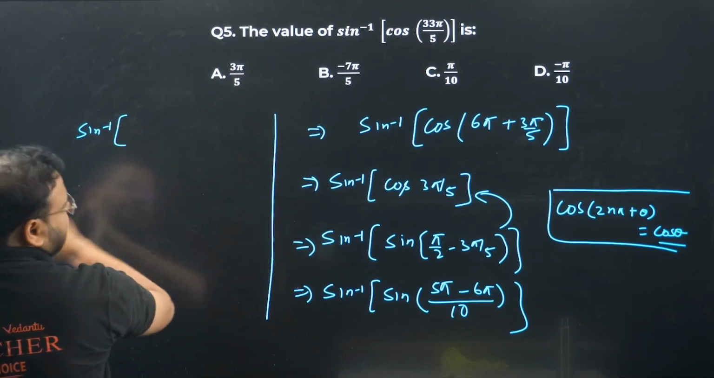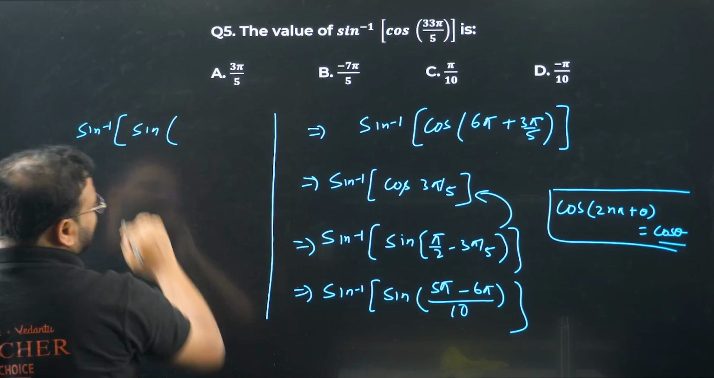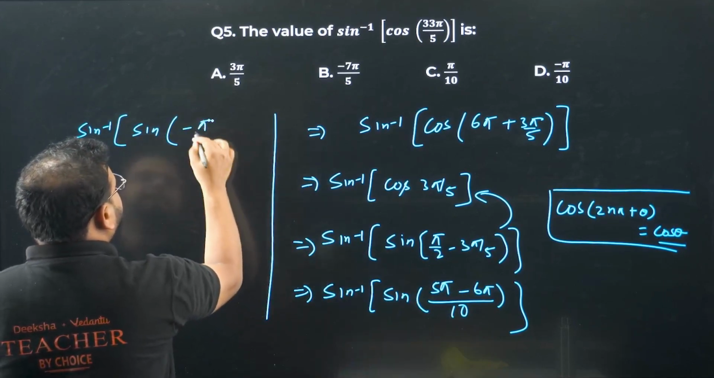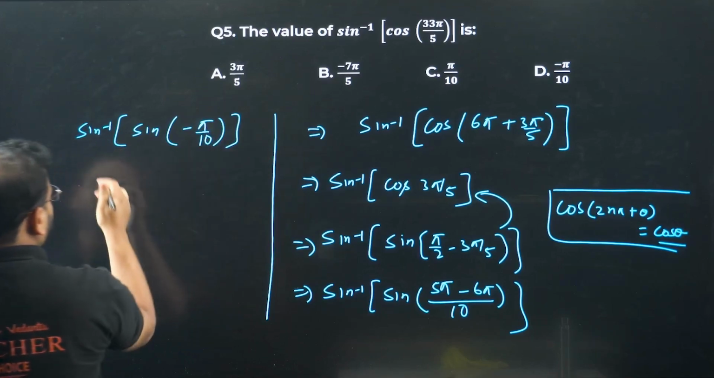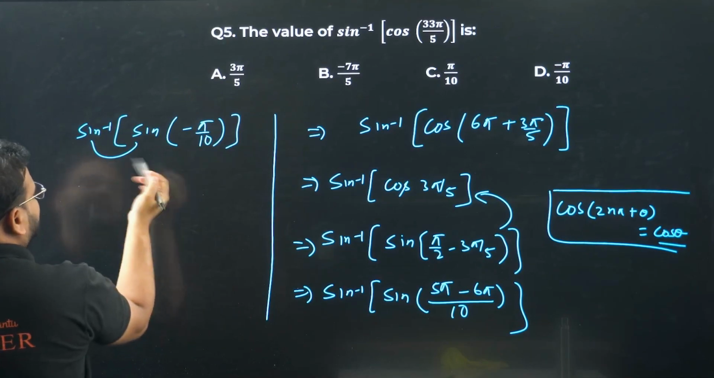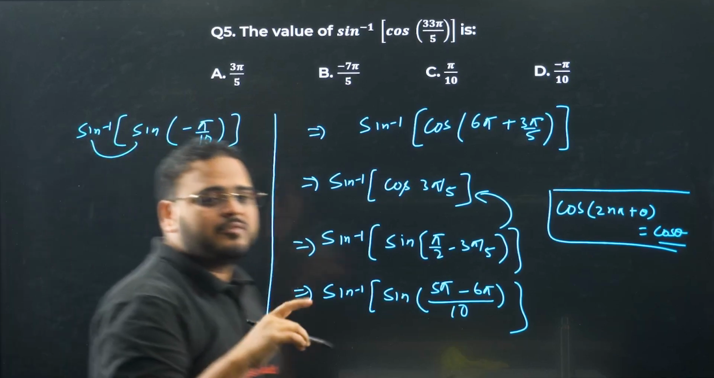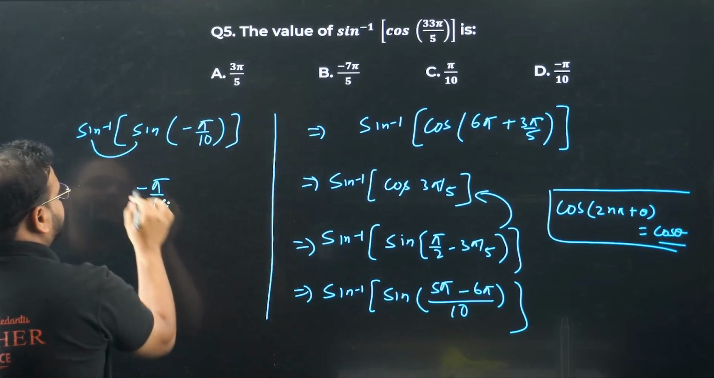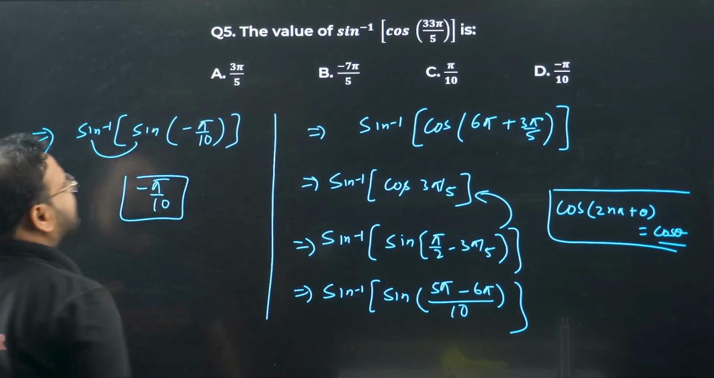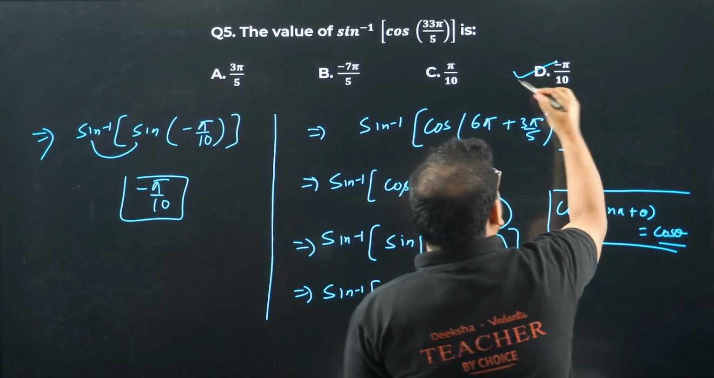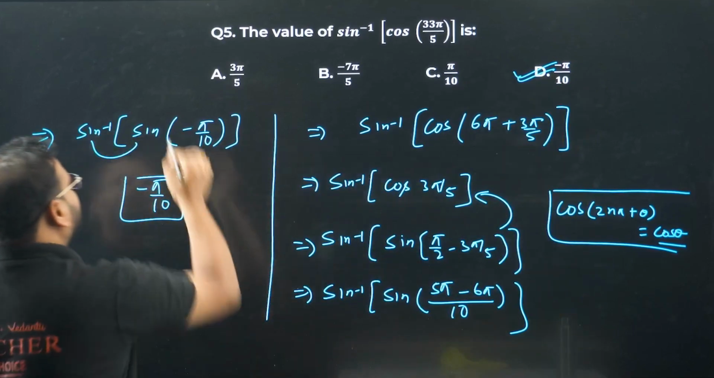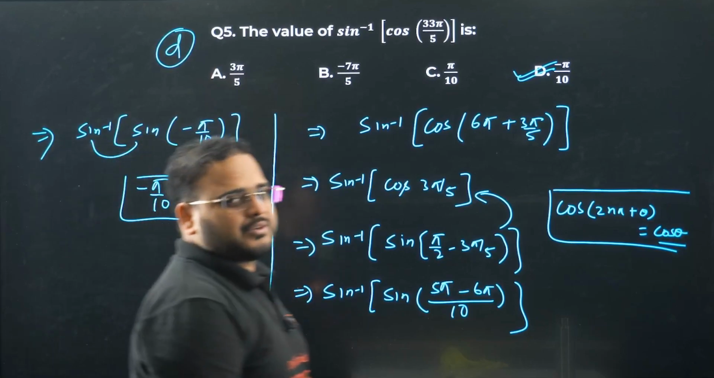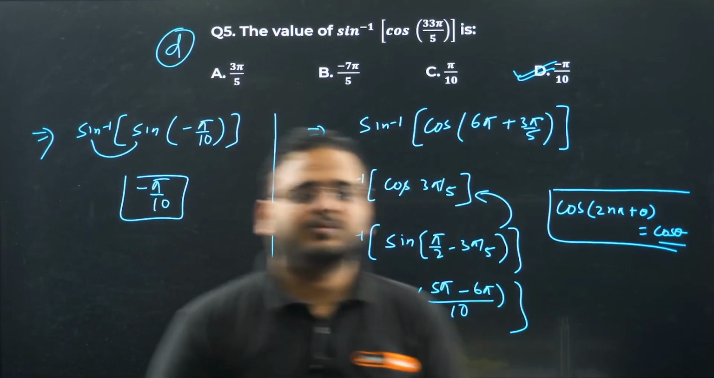Sine inverse I have with sine, and the angle is 5 pi minus 6 pi, which is minus pi. So minus pi by 10. Okay. Sine inverse of sine is going to be cancelled. They are inverse of each other, inverse of the trigonometric function. I get the answer as simply minus pi by 10. That's your final answer. Option D is correct. I hope all of you got it. Okay, it's a good question. Not difficult, but it's a good question. Decent problem. Okay, 6th question now we'll solve.